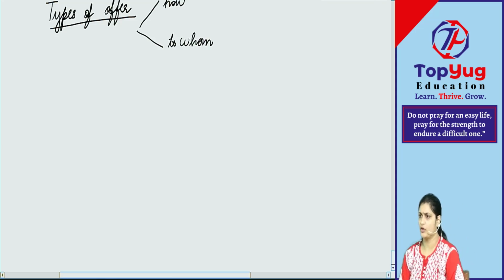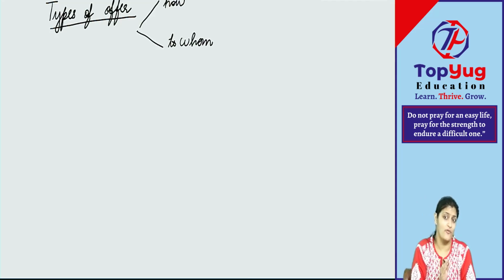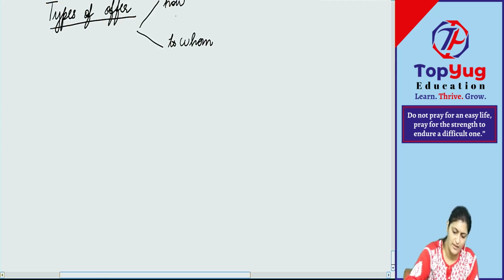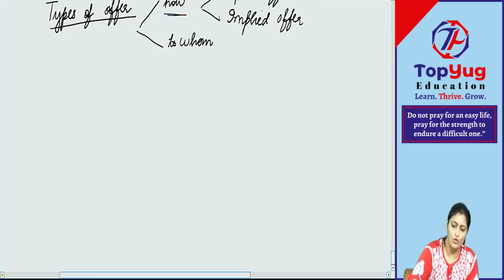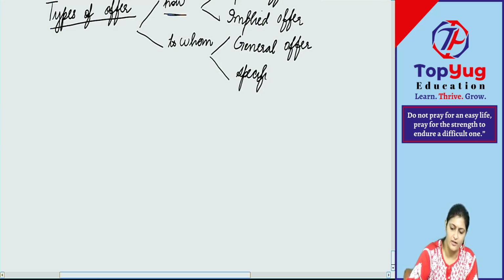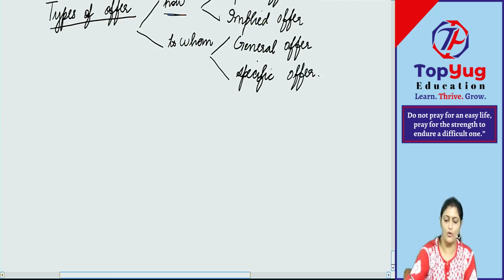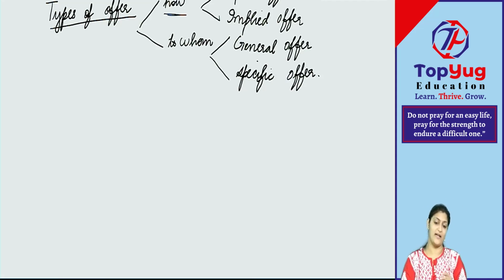There are many types of offer, but just for a few types there is a classification. If you want to see how an offer is made, it is divided into two types: express offer and implied offer. To whom it is made, again it is two types: general offer and specific offer. How it is made, two types: express offer and implied offer. To whom it is made, again two types: general offer and specific offer.